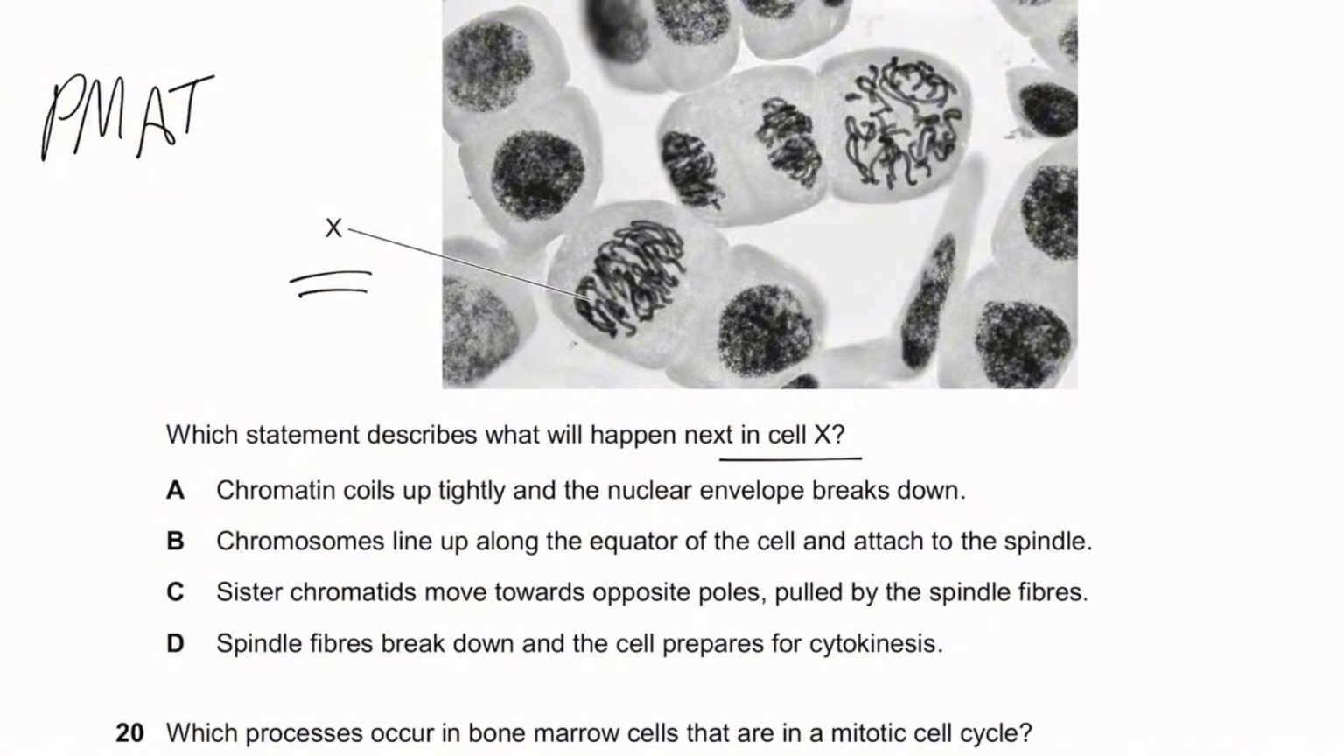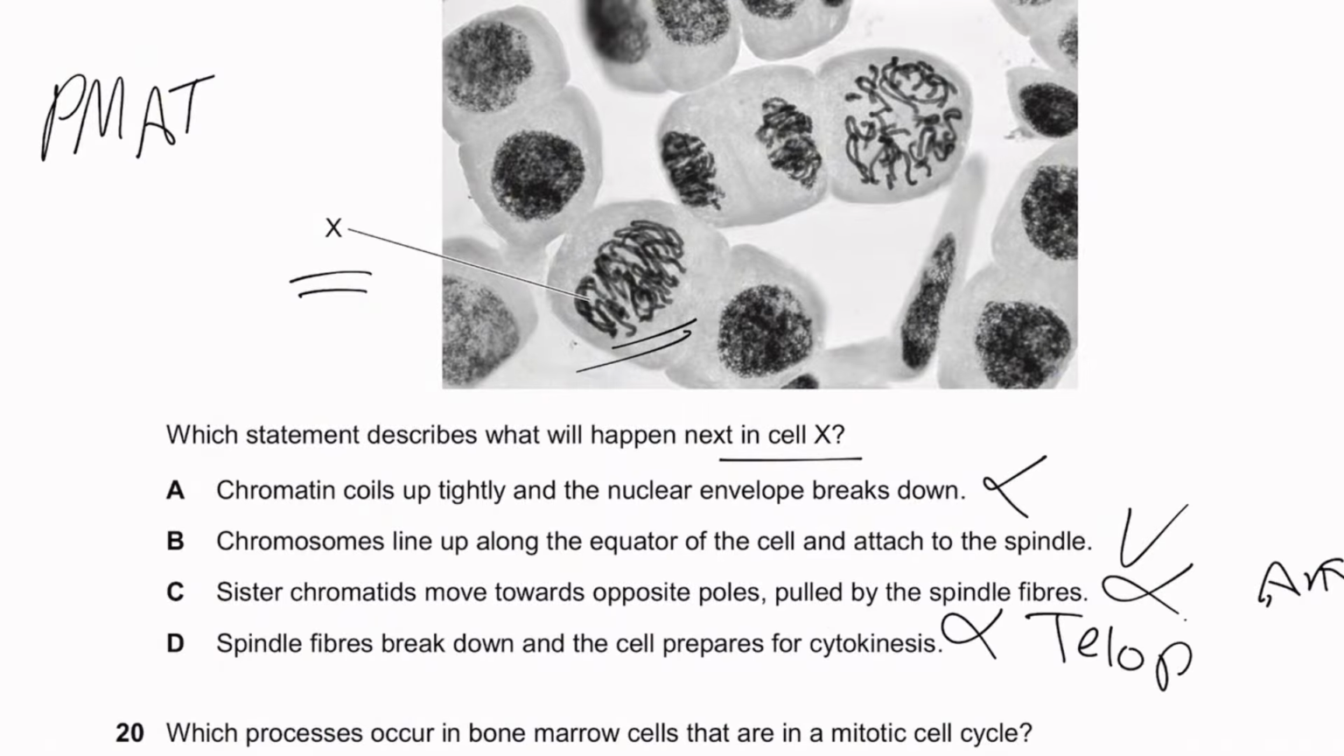He says here chromatin coil up tightly and the nuclear envelope breaks down. This is, I think, what just happened. This is prophase. Okay, chromosomes line up at the equator of the cell to attach to the spindle. This is what happens in metaphase. Chromosomes now are going to line up at the equatorial plate and they're going to attach to spindle fibers. Sister chromatids move toward opposite poles pulled by spindle fibers. This is actually anaphase, and no, I think the second step is metaphase. Okay, spindle fibers break down and the cell prepares for cytokinesis. This is telophase. Again, the step we're looking for is metaphase, which is B.